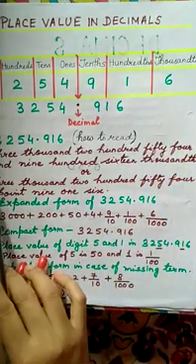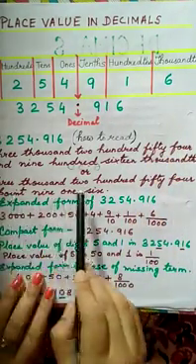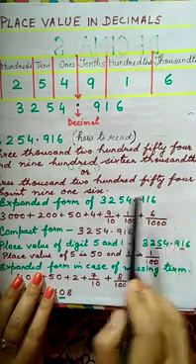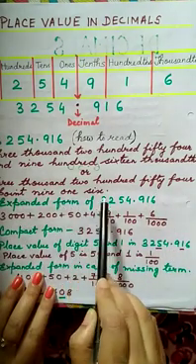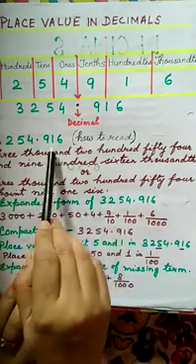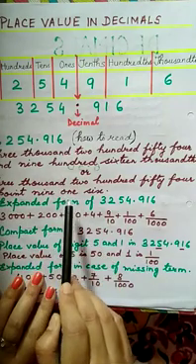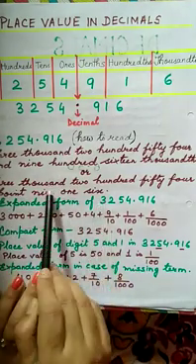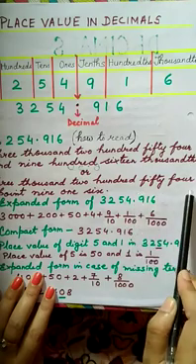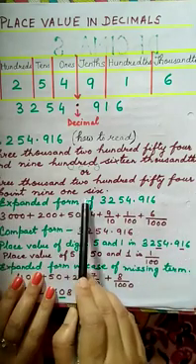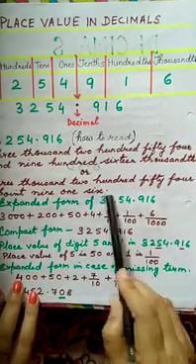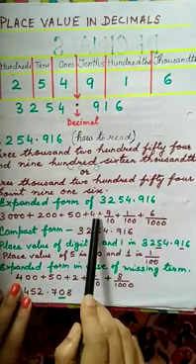Or we can read it as 3254.916. Each digit after the decimal has to be read separately. So it is 3254.916.